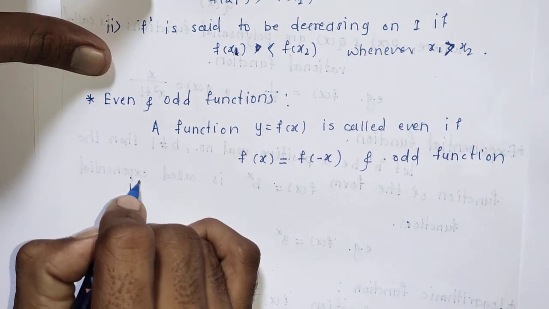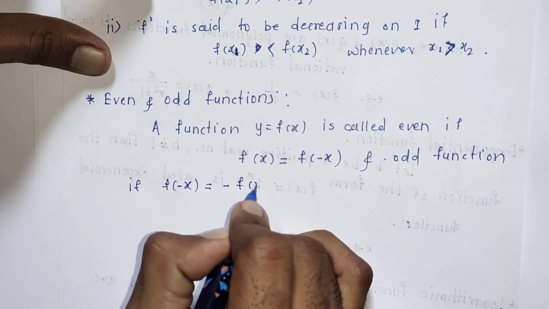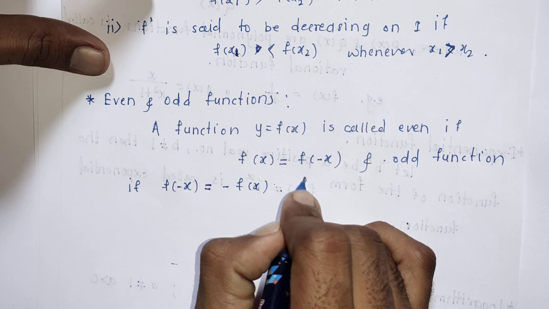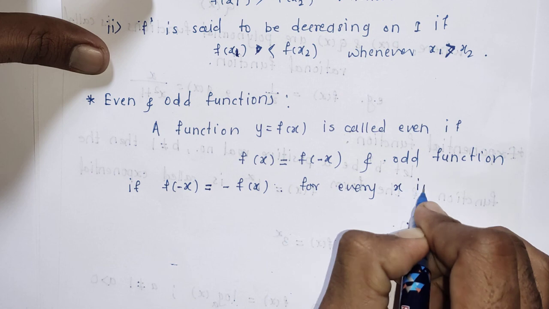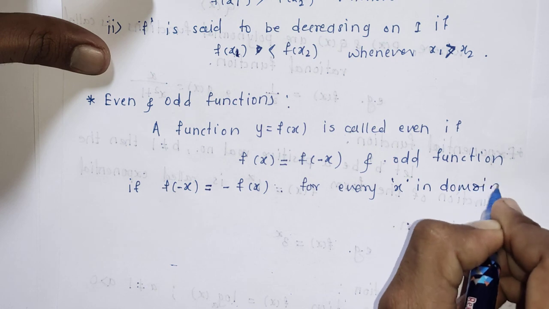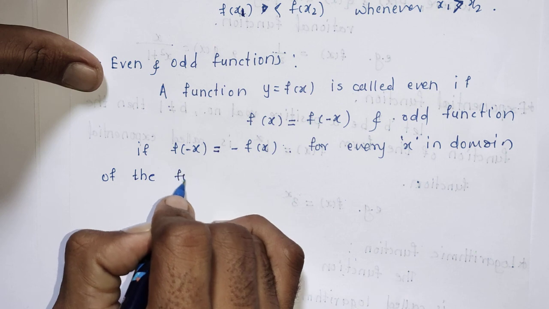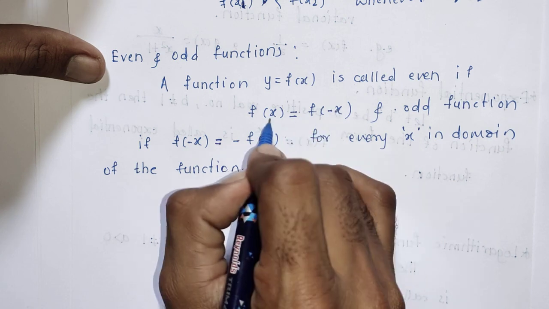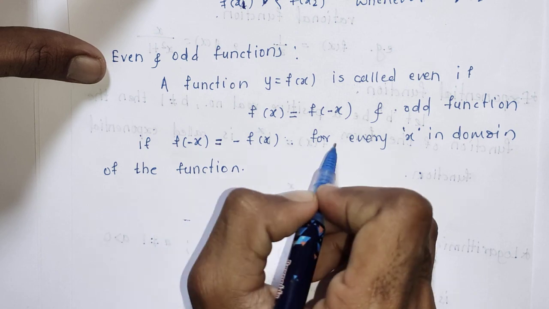if f of minus x is equal to minus f of x, for every x belonging to the given domain D. That is, for every x in the domain of the function, if f of minus x is equal to f of x, then the function is even, and if f of minus x is equal to minus of f of x, then the given function is odd.